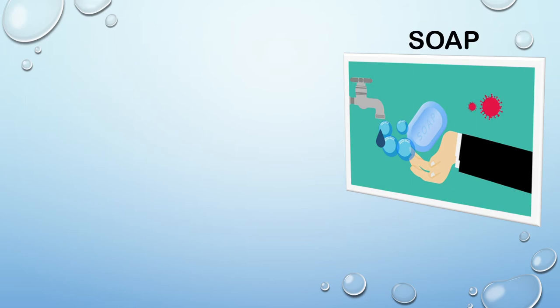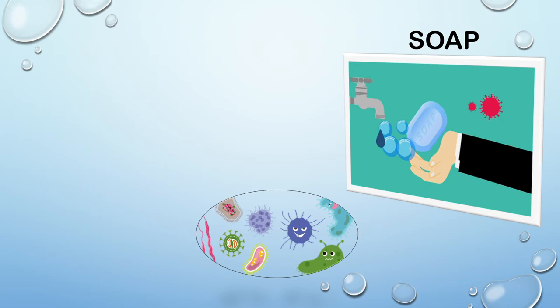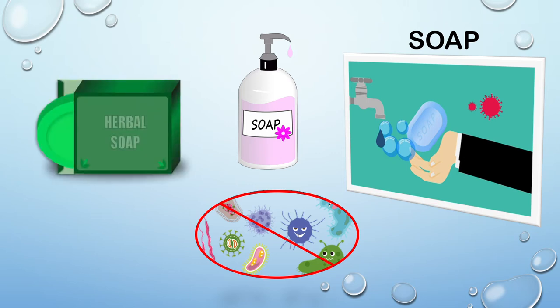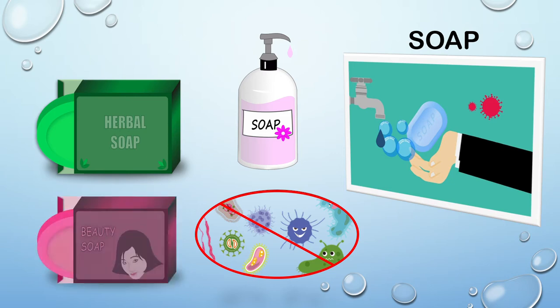Let's begin with soap. Soap has become an essential chemical in personal care as it is effective in killing a wide range of microorganisms such as bacteria, fungus and viruses. Not only that, soap has been developed into many forms such as solid, liquid and even foams. Soaps are added with essential herb oils and chemicals that enhance our skin health and beauty.